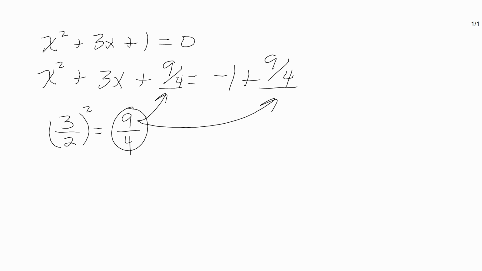There we go. Add 9/4 on both sides. Now you have shortcut number 1 on the left-hand side. On the left-hand side, the x plus what? 3/2 quantity squared is equal to 4/4 plus 9/4.